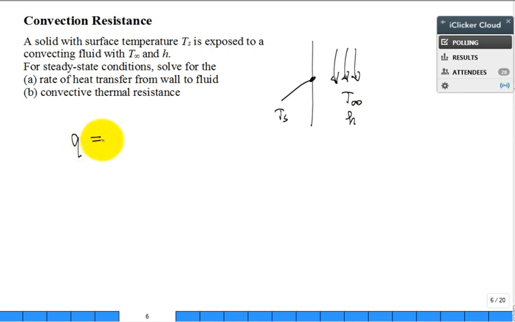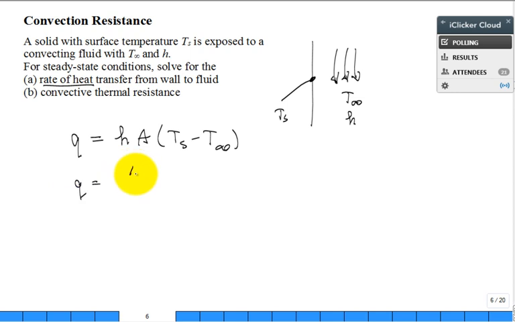I wish all the questions in this class were that easy. h A times Ts minus T infinity. Is that really our rate equation for the convection? There was somebody's name, I know it's not often used. It's a law of cooling, and they say Newton. But Newton did so much that we just repeat his name every now and then. Some people just say it's a law of cooling, but other people will say it's Newton's law of cooling.